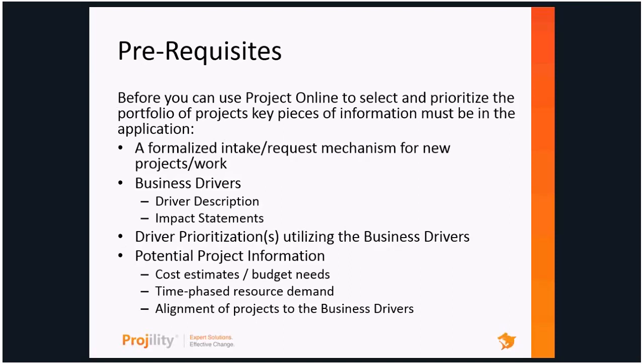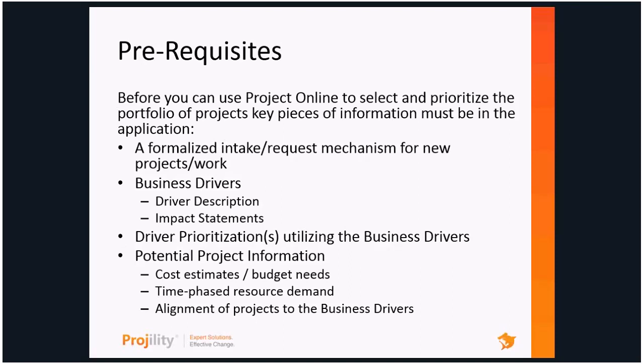The first of those prerequisites is a formalized process. So you have to have a way to capture, and a process for getting, intake: requests for any new projects or work that you're going to have. Think of it really as your pipeline. You're going to have some kind of pipeline mechanism for capturing that, whether it be forms or a spreadsheet, whatever it's going to be. PPM helps automate that.